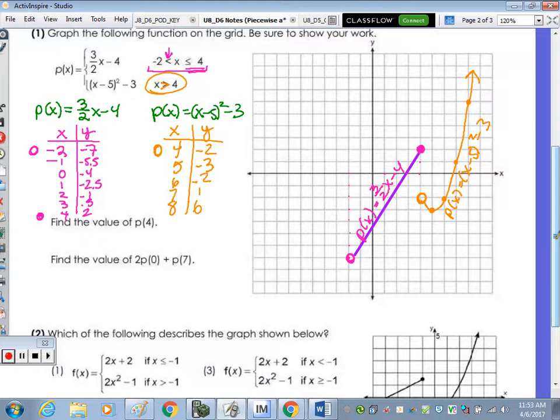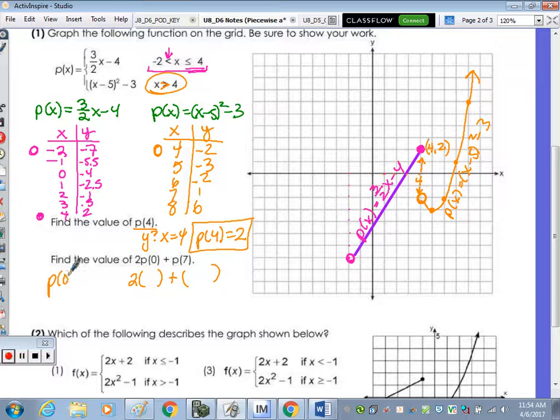Now find the value of p of 4. So that wants to know what is y when x is 4. So going over your table, graph 1, 2, 3, 4, here's an x value of 4. You look up, you've got a closed circle and an open circle. You want to look at that point where it's closed. So it's 4, 2. So p of 4 equals 2.